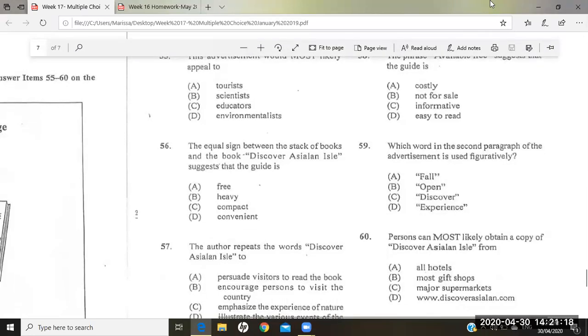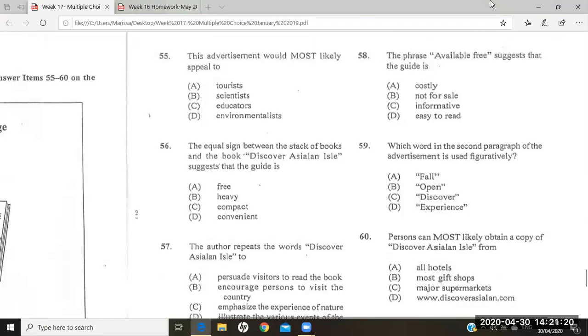So let me pick on someone who could help us answer these questions. Anuradha, could you give me some responses? Either you unmute your mic and give me your answer or you send your responses in the chat. So 55 says, this advertisement would most likely appeal to who? So who would this ad appeal to?